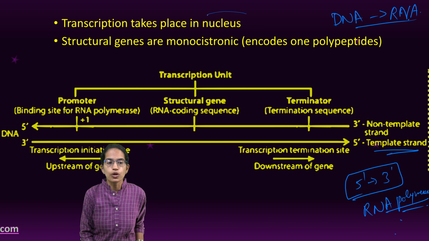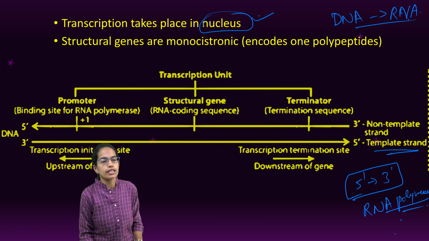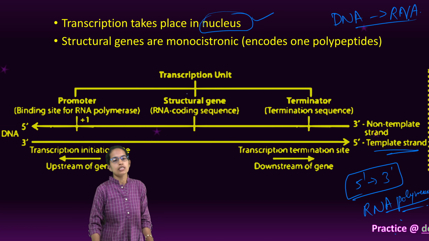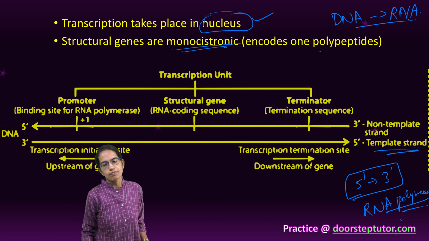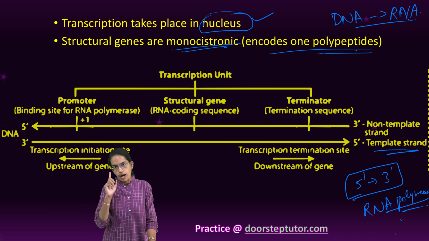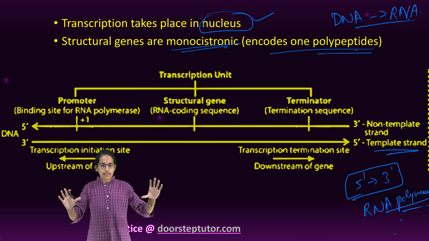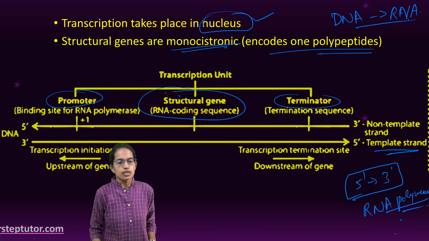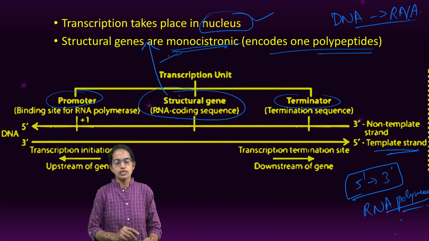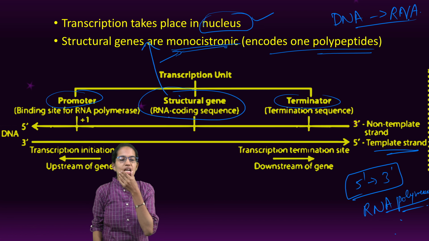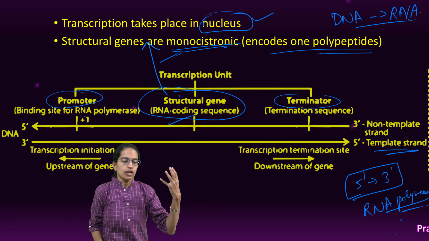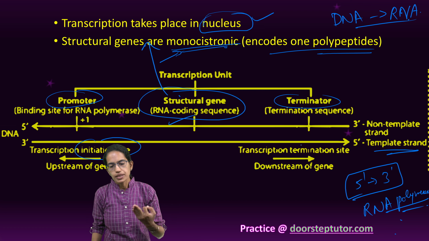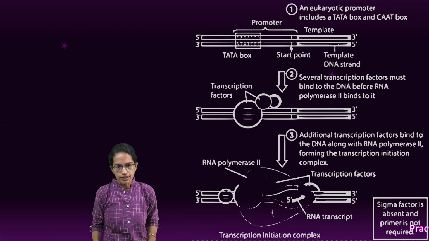In the case of eukaryotes, the nucleus is well defined and therefore the transcription process would occur in the nucleus. The structural genes here would be monocistronic, that means it encodes only one polypeptide at a time. So the transcription unit would have a promoter, terminator and a structural gene. This structural gene would be monocistronic and this would be the RNA coding sequence. The end of the promoter would be the point where initiation would take place. The terminator would be where the termination site would be located.